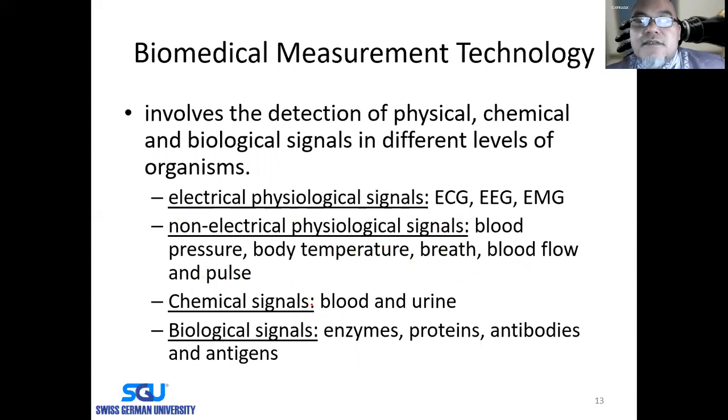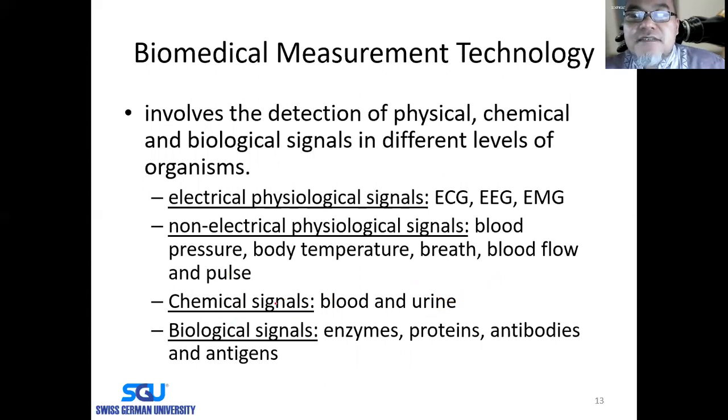Then chemical signals, the chemical content of the blood and urine, for example. But we can extend this to other body fluids: chemical content of saliva, sweat, tears, feces, mucus, and many different types of body fluids from our body, which basically reflect the physiological condition of the subject. So this contains chemical signals.